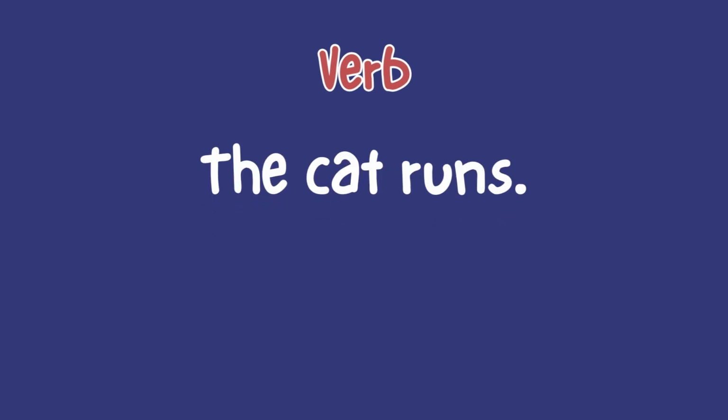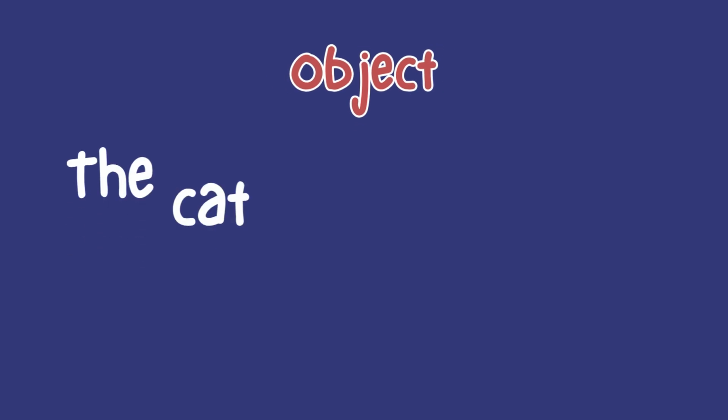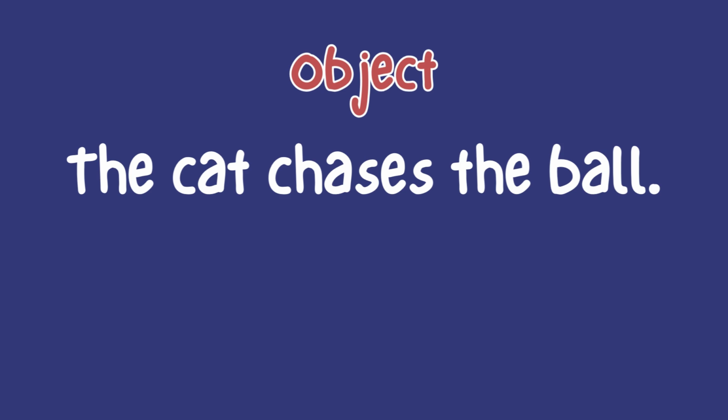The verb tells us what the subject is doing. In this sentence, the verb is runs. Some sentences also have an object, which tells us what the action is happening to. Here, the object is the ball.